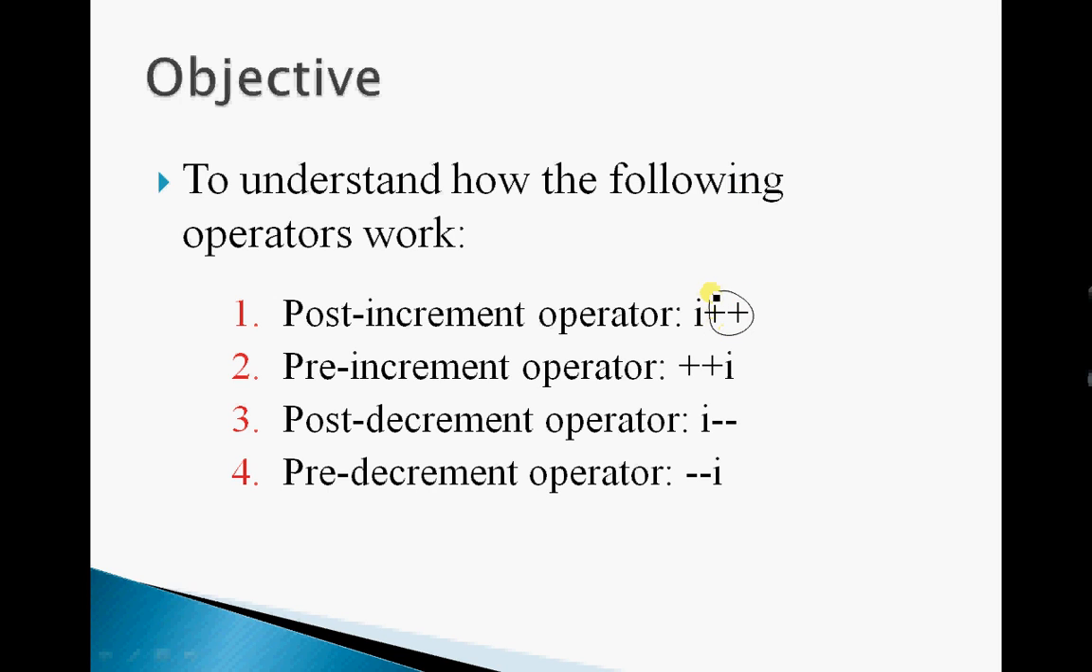When you see plus plus, it means increment, you increase. When you see minus minus, it means decrement operator. All right, so there are four operators here. I plus plus. I can be any variable name, any expression which stores an integer value. Post increment, pre increment, post decrement, pre decrement. It's not difficult to remember.